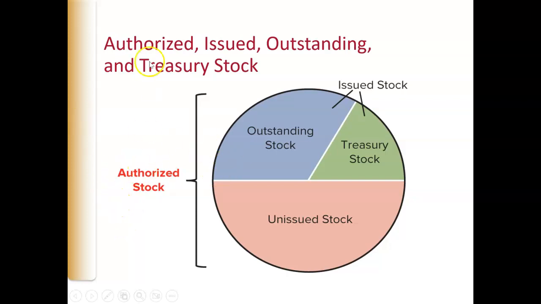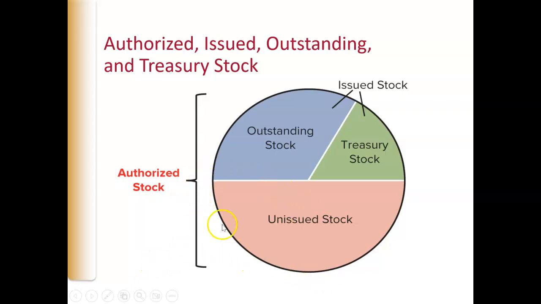So I guess you would call that authorized stock. We authorize the corporation to be able to issue 100,000 shares. So all the amount of stock is the authorized amount at the initial startup of the corporation.